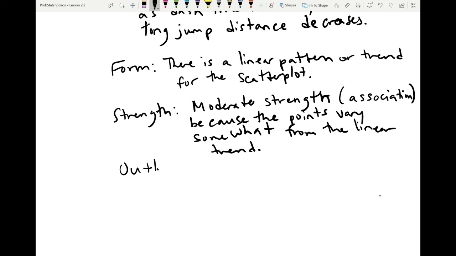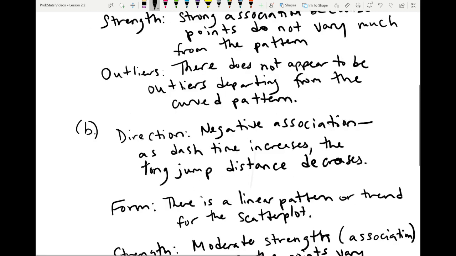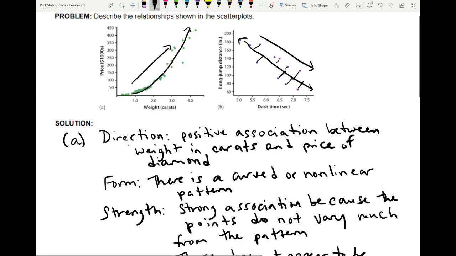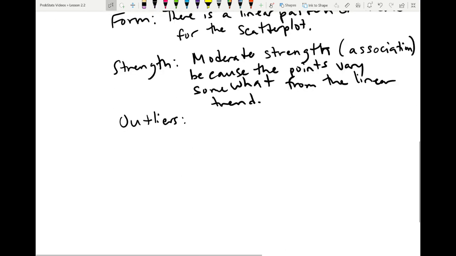So now let's look at outliers. Do we have any outliers? It doesn't seem to be any points that stray way too far. If we had one out here, that would probably be considered an outlier. So we can say that there does not appear to be any outliers.